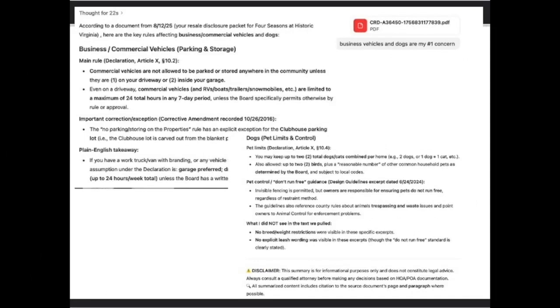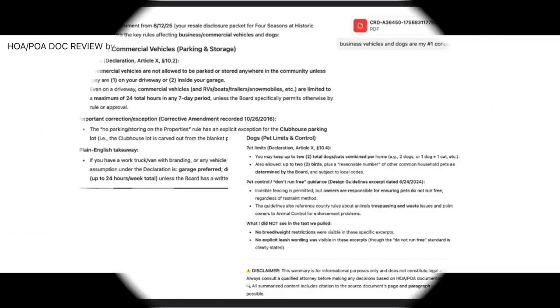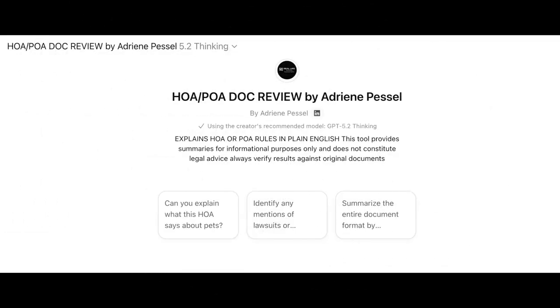This document has 400 pages. Now, how many people read through 400 pages? This GPT will just summarize all 400 pages.